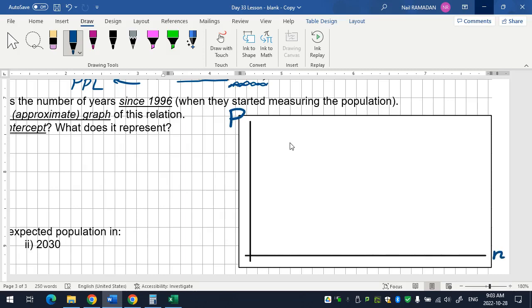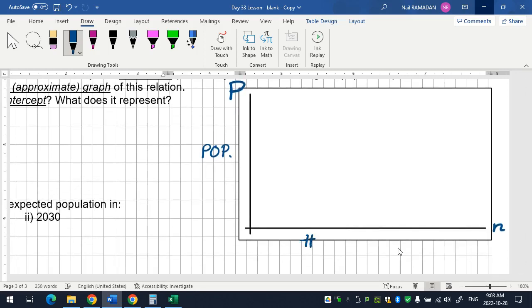Okay, so I want you to write here POP. Everyone, what does POP mean? Population. And here is the number of years. Thank you. Okay, can you tell me what's this value always? And what's this value always? Good. So everyone put 0 here for population and 0 here for time.